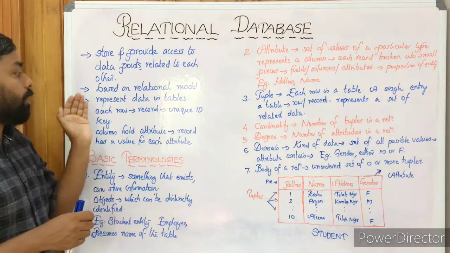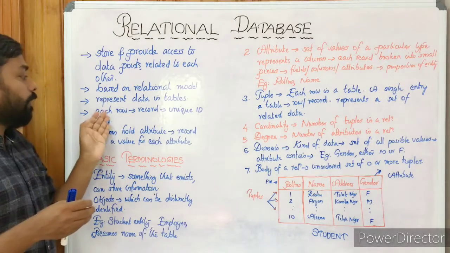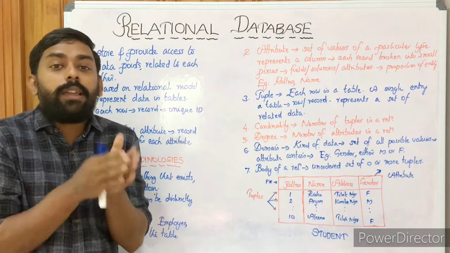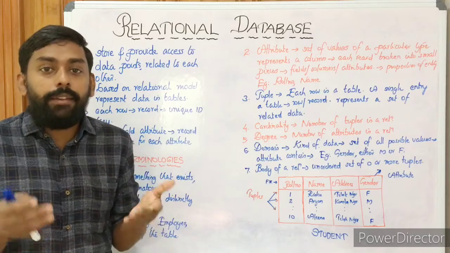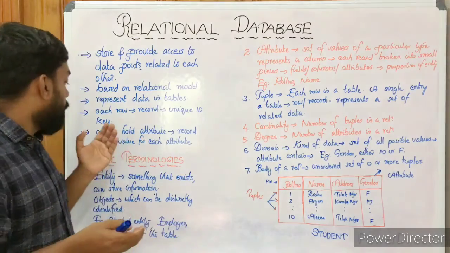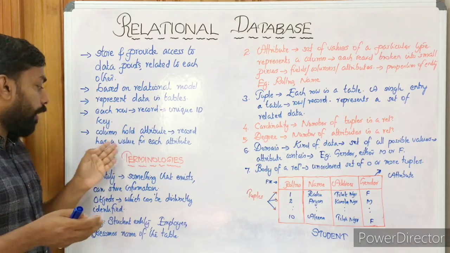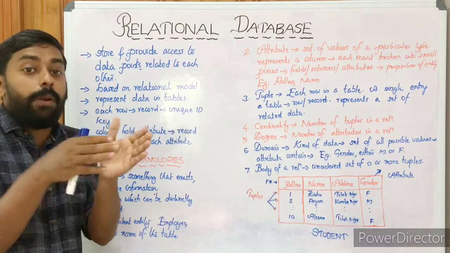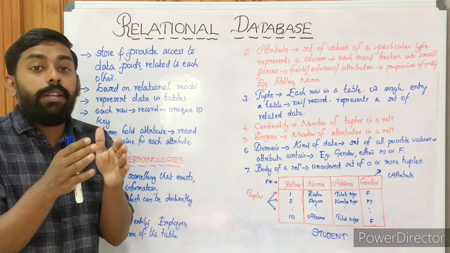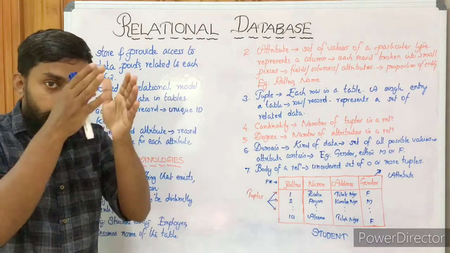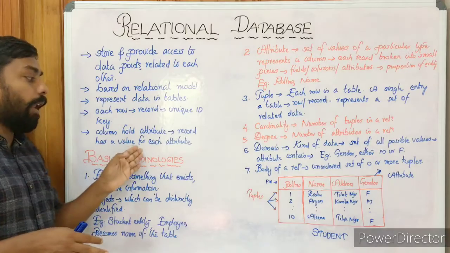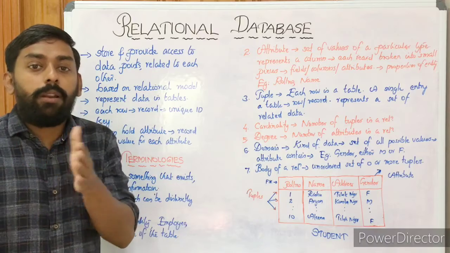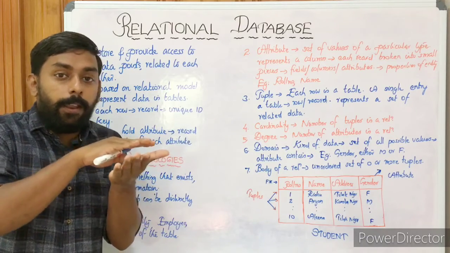So it's based on the relational data model and represents data in tables, of course we know that. Each row or record is identified based on a unique ID, and that unique ID is called a key. Then a column holds an attribute, and a record has a value for each attribute. A column stores data of a particular type, for example, roll number stores integer type, name stores varchar type. And a record, meaning a row, stores data of a particular entity.